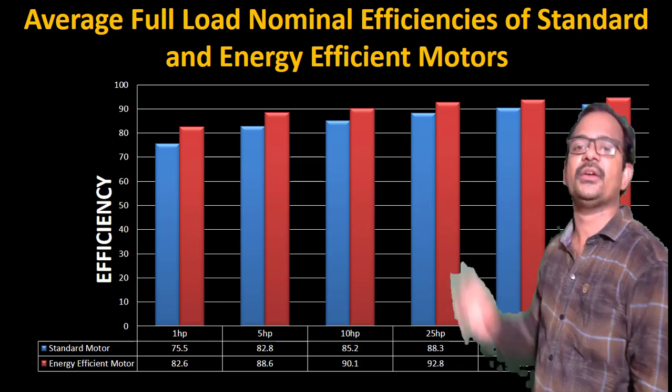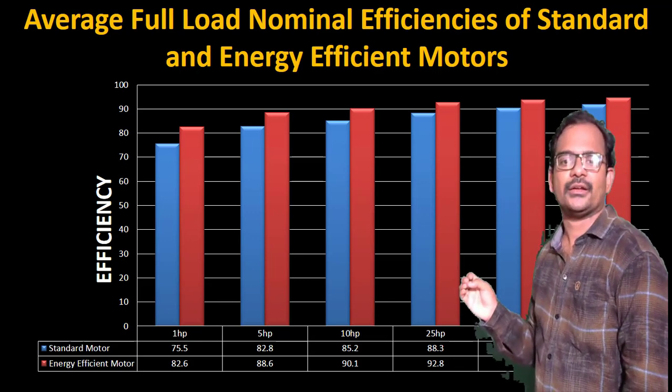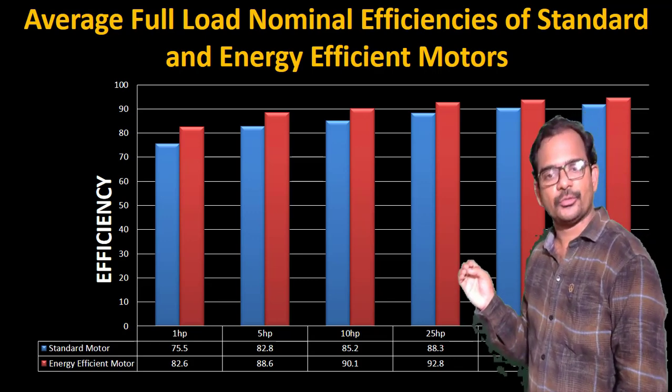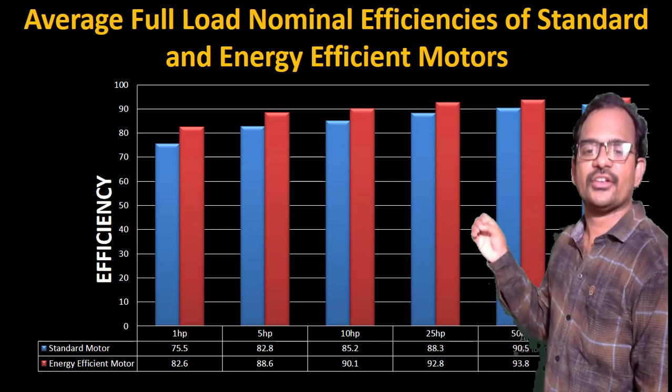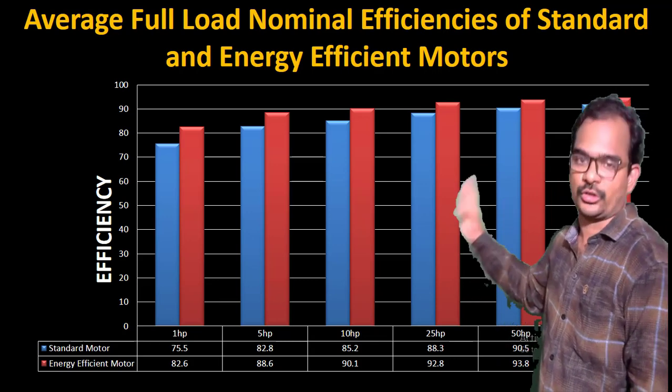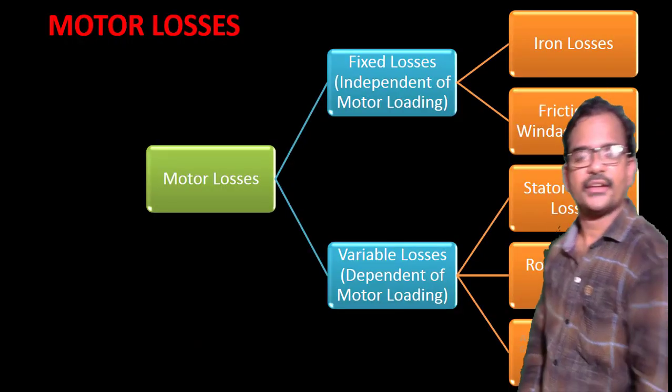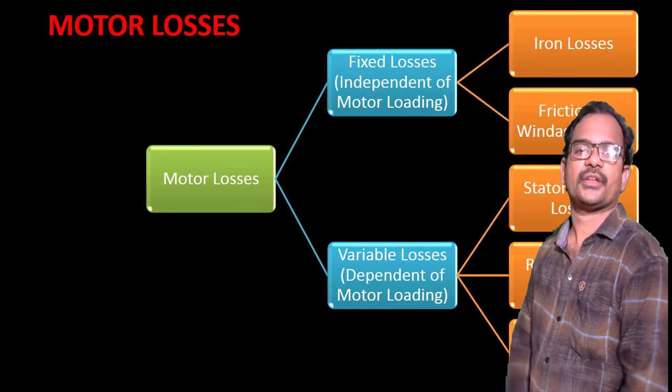In each and every example here, you can clearly observe that the efficiency of the energy efficient motor is normally 4 to 6% more than that of the efficiency of standard conventional motors. Now let's see, what is the final outcome, or the final takeaway from the lecture so far?